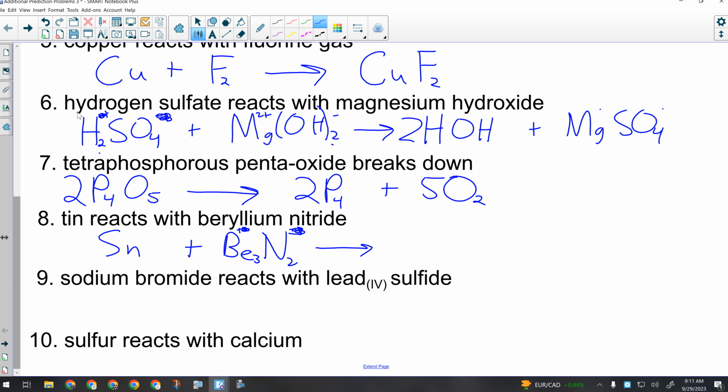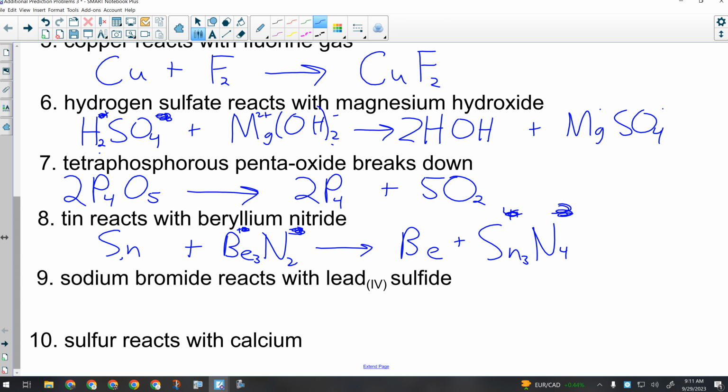What kind of reaction are we looking at here? Single replacement. We've got an element reacting with an ionic compound. Tin is a metal, so what's it going to swap out? Beryllium ends up alone, and tin ends up with nitrogen. Does tin have more than one possible charge? Yep. So I have to go with the most common one, which is 4. So tin 4 plus, nitrogen 3 minus: Sn3N4.